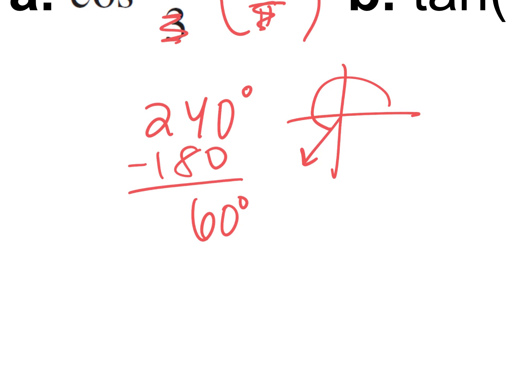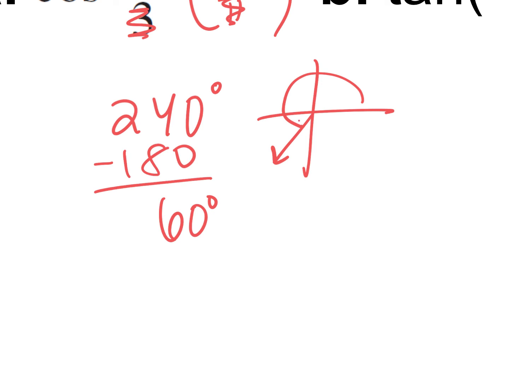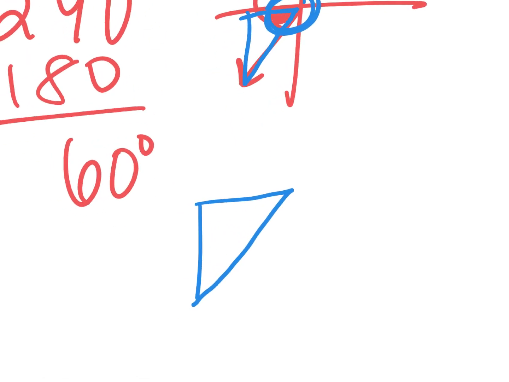Why it's in the third quadrant, we need to be aware of. Do you see that this triangle right here, this angle is the one we're talking about? Yes? You guys agree with me? I'm going to redraw it right here. This angle right there is how many degrees? 60. Okay, so this is my 60.